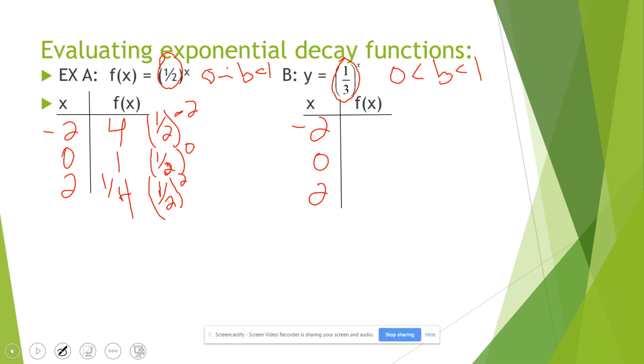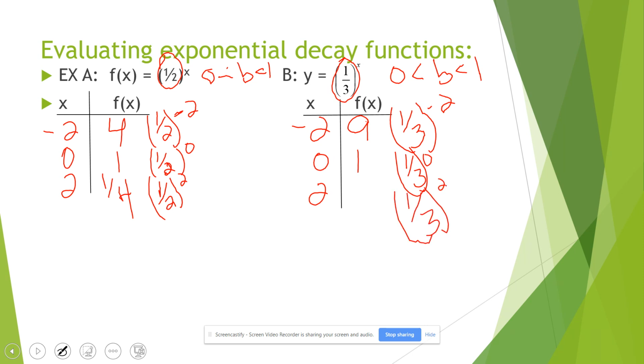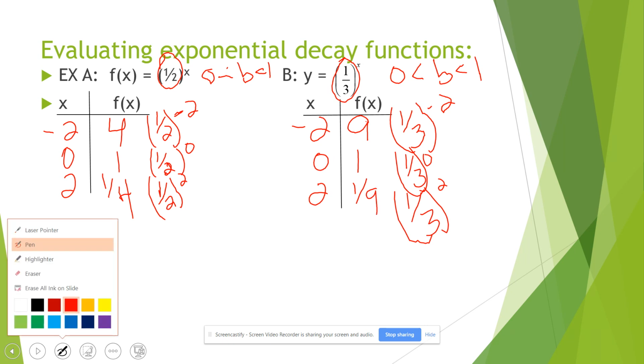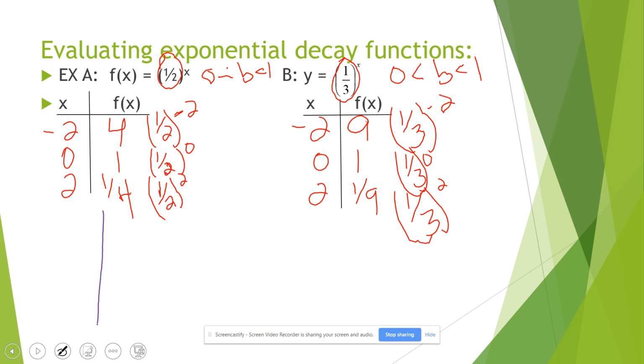You'll notice it's exactly opposite of the last example of growth for y equals 2 to the x. So the same thing's going to happen over here on this side. 1/3 to the -2nd power is 9. 1/3 to the 0 power is 1. And 1/3 squared is 1/9. Now I'll make a sketch.